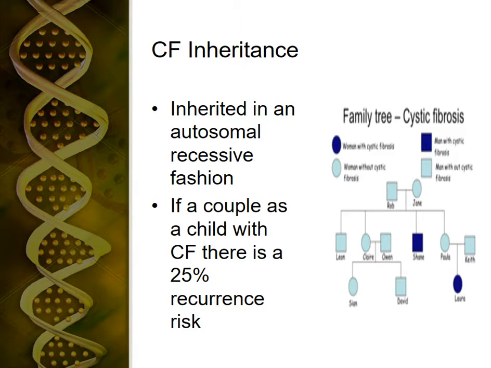Cystic fibrosis is inherited in autosomal recessive fashion. That means both copies of the gene need to be non-functional in order to be affected. If both parents are carriers, there is a 25% chance that they will have a child with cystic fibrosis. Once they've had a child with cystic fibrosis, the recurrence risk is 25% for future children.